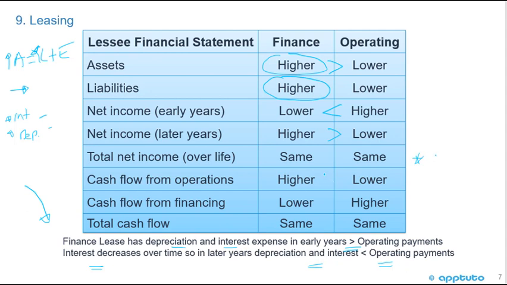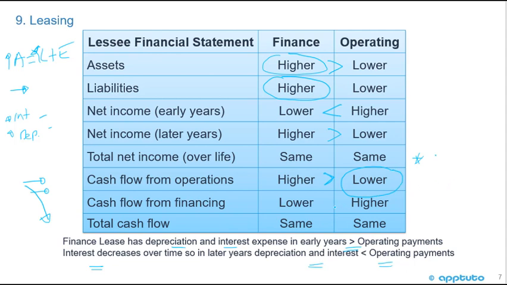Cash flow from operations is higher under a finance lease, lower under an operating lease, because with a finance lease, the payment is split between principal payment and interest payment, whereas in an operating lease, 100% of the payment is cash flow from operations, okay? So we're going to have a lower cash flow from operations with an operating lease, which I think is easy to understand. It's 100% like a rent payment, okay?